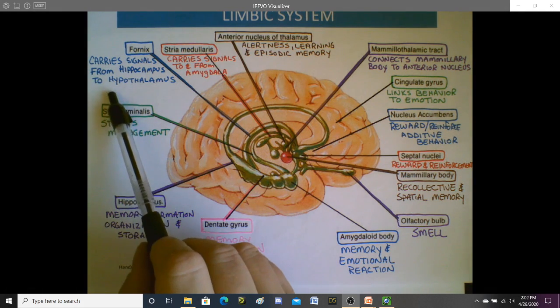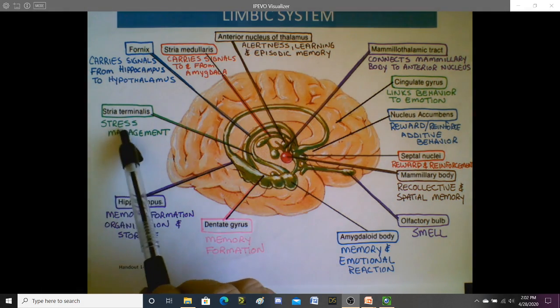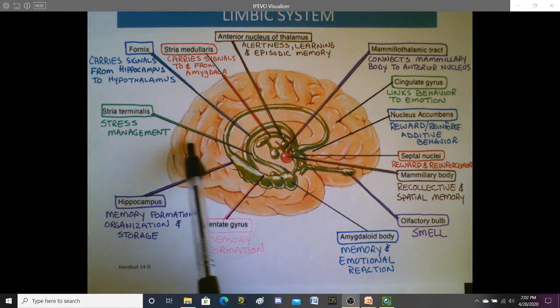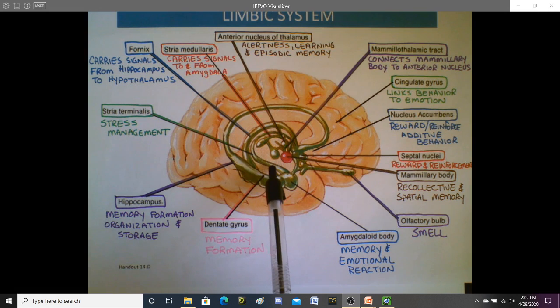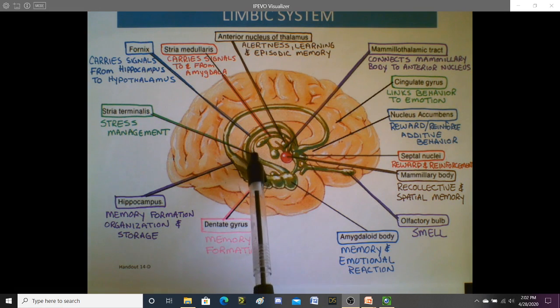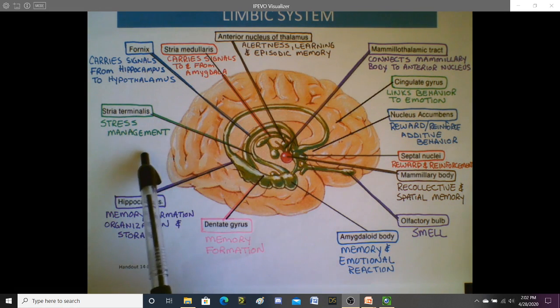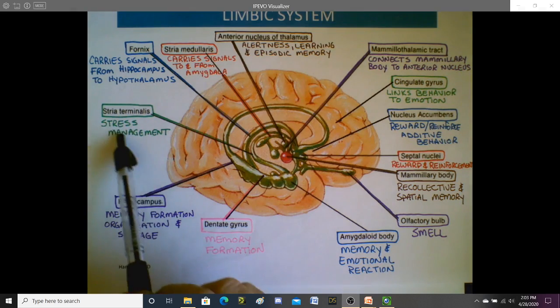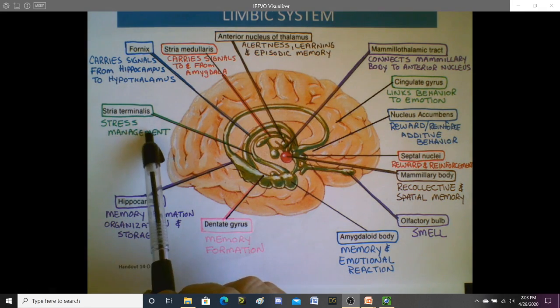And then finally, we have this Stria Terminalis, which is going to be involved in emotions. This is a connector in the limbic system that's going to be dealing with stress management. How do we handle that emotionally? How do we handle that with memory formation? The Stria Terminalis is going to be dealing with stress management.